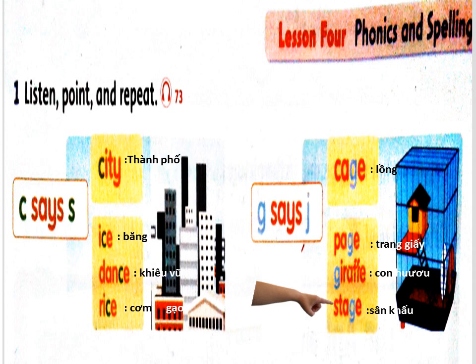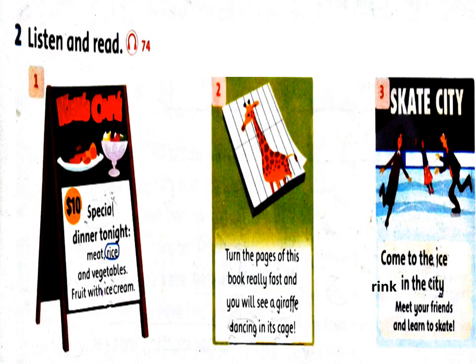Listen and repeat. C says S: city, ice, dance, rice. G says J: cage, page, giraffe, stage. And now to understand much more, this is Part 2.